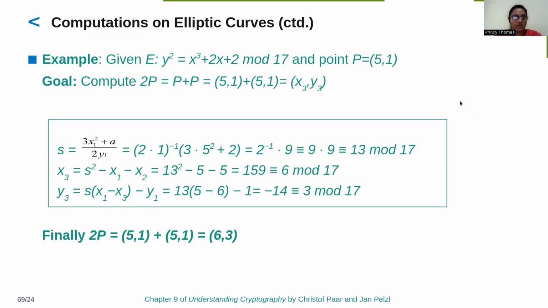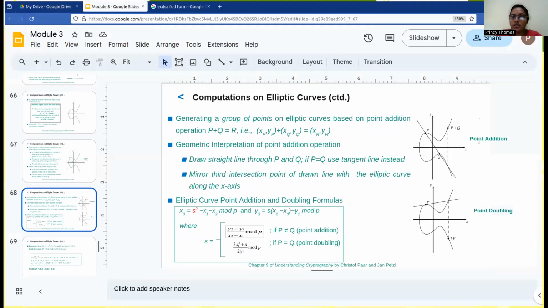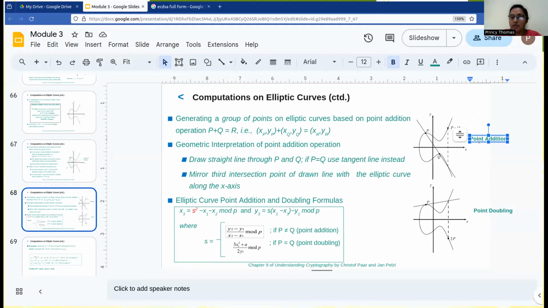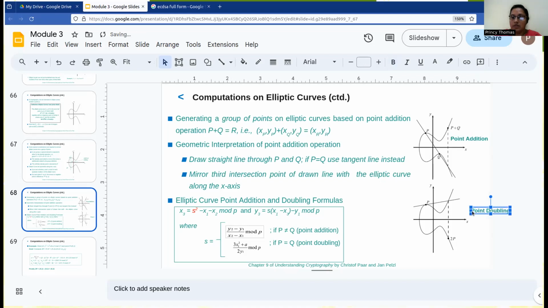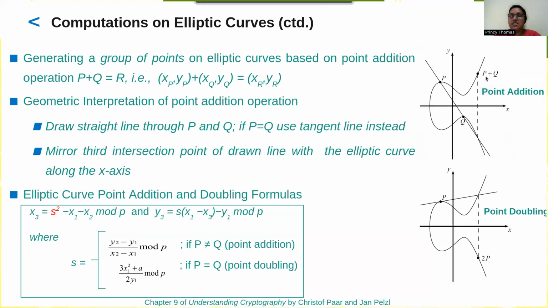I just want to show you. This is the point. You see this is the point addition. But this is possible only if P and Q are different values.